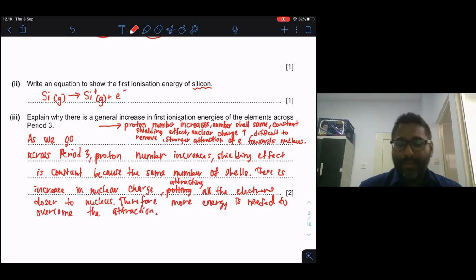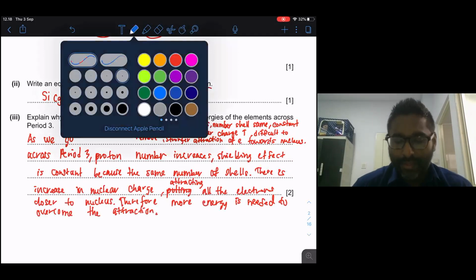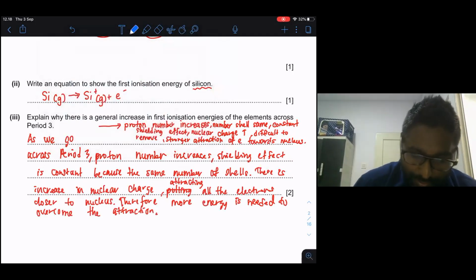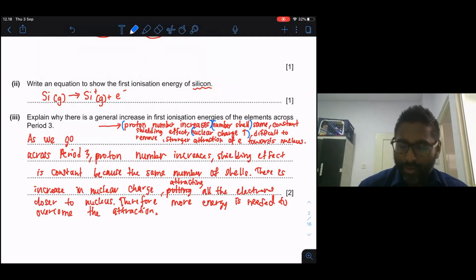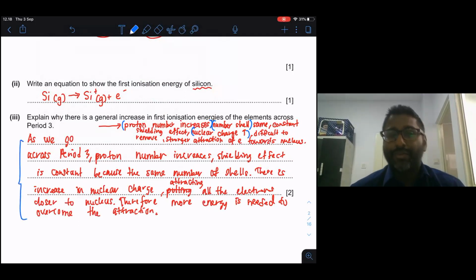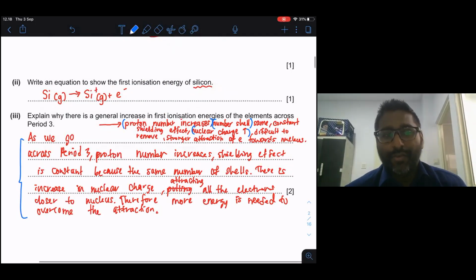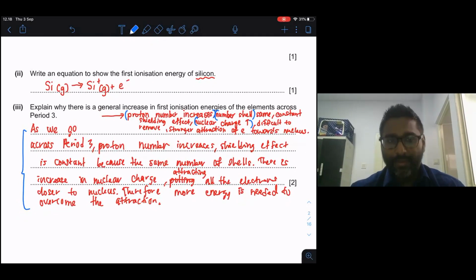Please focus on the important parts here. You need to mention the proton number, and you need to mention the number of shells. You are talking about the nuclear charge, and then stronger attraction and so on. How you construct this answer, I leave it to you. As long as you have all the points, it's okay.